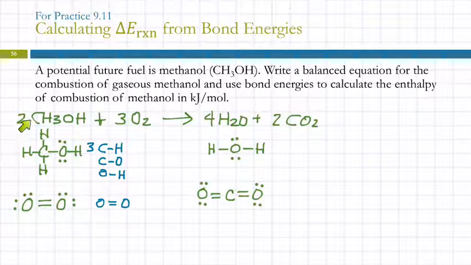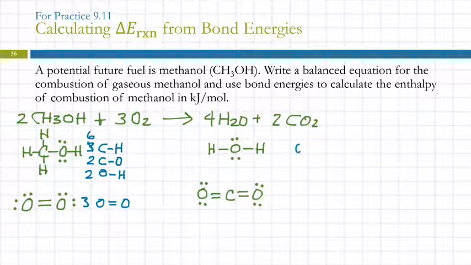Let's also think, how many molecules of methanol are we taking apart? 2 of them. So then we don't have just 3 carbon-hydrogen bonds. We've got 6. And we've got 2 of these and 2 of those. And for the oxygen, we're taking apart 3 molecules, so it's 3 oxygen-oxygen double bonds being broken. That make sense? Then let's go over here and see what we're making.